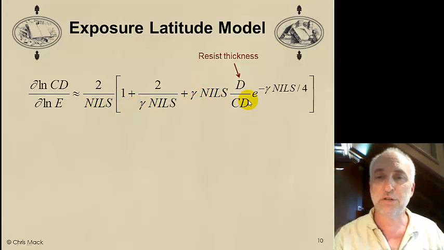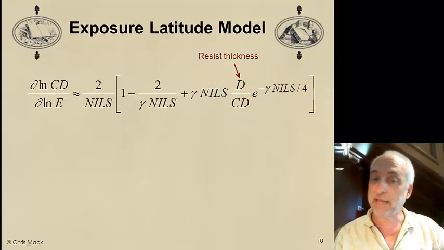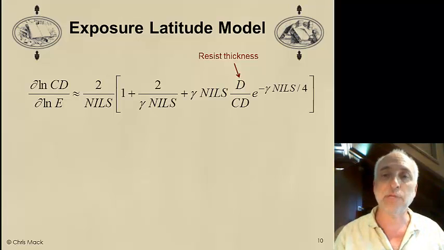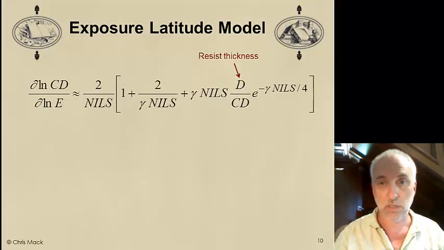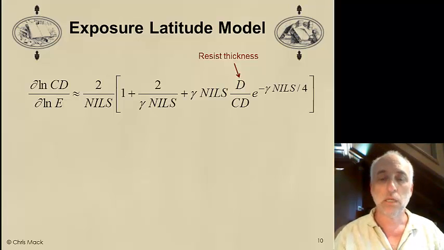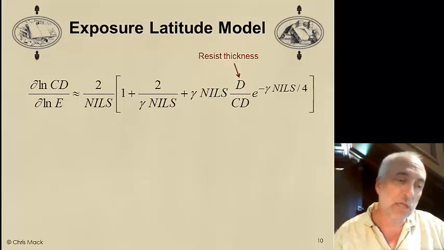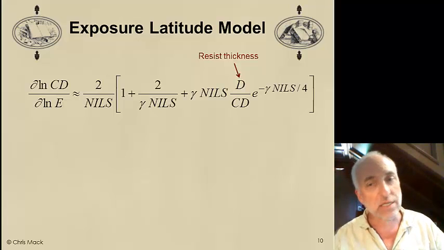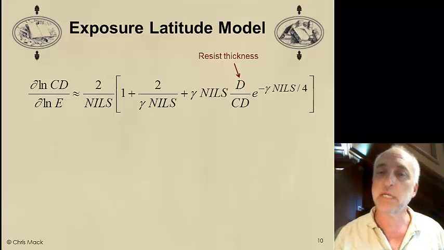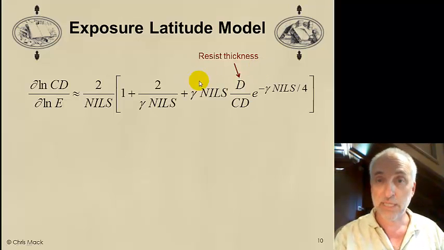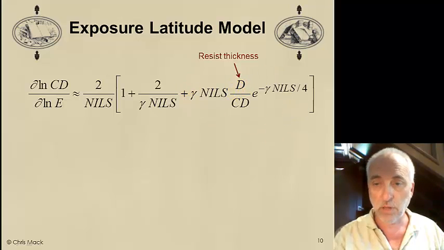But then I have a third term which has to do with this aspect ratio. And this has to do with the fact that getting good linewidth control at the top of the resist is not what we need. We need good control all the way down to the bottom of the resist. So this last term describes the extra effect of having to develop down through the resist to get to the bottom, and then start worrying about how well I can control the CD at the bottom. Right? That's where this third term comes into play.